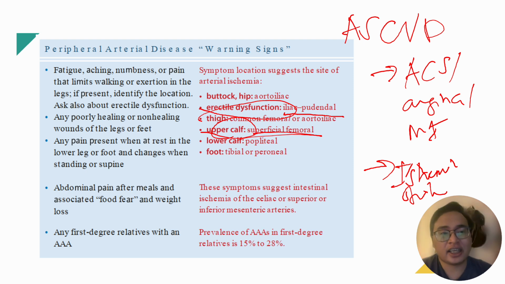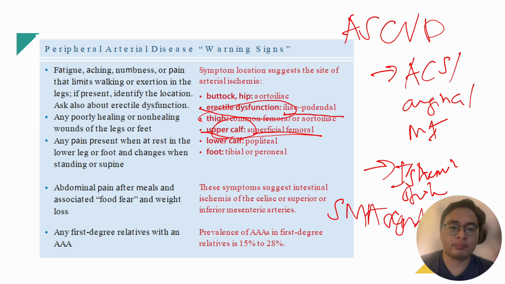The manifestation there is abdominal pain after meals. So some of these patients manifest as having food fear or weight loss, usually after a cardiac event or an atherosclerotic cardiovascular disease event. Okay? So, the vessels involved there are either one of the three branches of the abdominal aorta. But most commonly it's going to be the superior mesenteric artery. That's why we have the SMA syndrome.